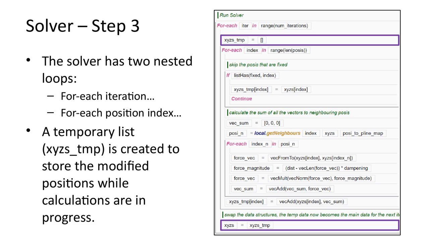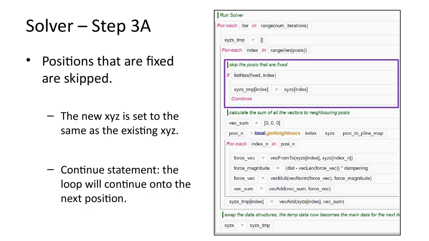Before starting the inner loop, a temporary variable is created for storing all the new XYZ positions that will be calculated. Initially, the variable is an empty list. The inner loop will gradually fill the list with the XYZ coordinates of all the modified positions. After the inner loop has completed, the modified XYZ coordinates are saved back to the main variable.